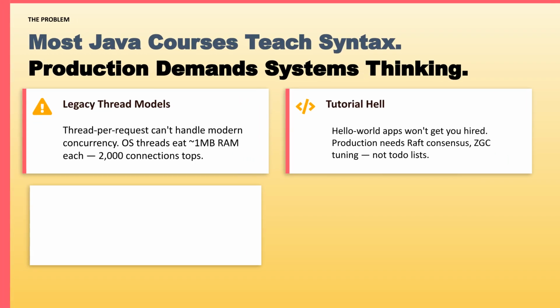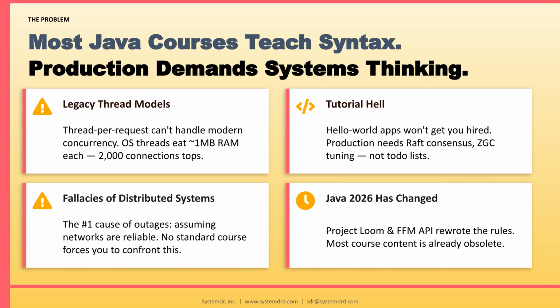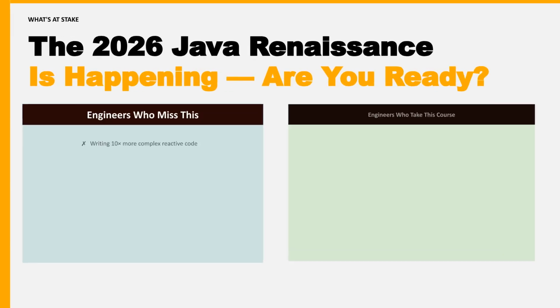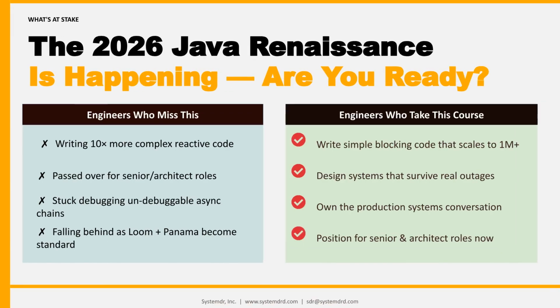Most Java courses teach syntax, but production demands systems thinking. Legacy thread models can't handle modern concurrency. Hello World apps won't get you hired. Production needs complex consensus and tuning. Furthermore, most course content is obsolete, as Java 2026 rewrote the rules with Project Loom and FFM API. The 2026 Java Renaissance is a defining moment.